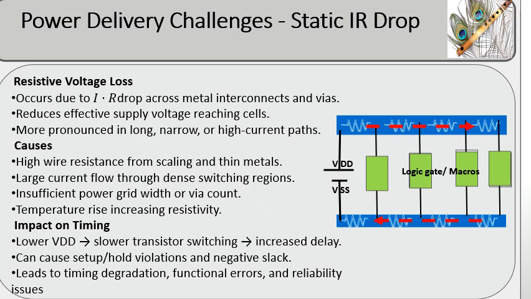A reduced supply voltage slows transistor switching, increasing propagation delay and reducing timing margin. Excessive static IR drop can lead to setup and hold violations, negative slack, and even functional failures. Therefore, careful power grid design with wider metals, sufficient vias, and low resistance routing is essential to minimize static IR drop and ensure reliable chip operation.